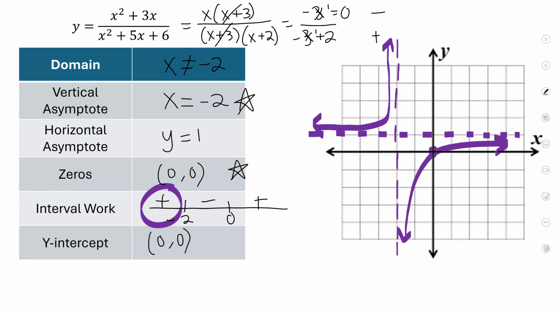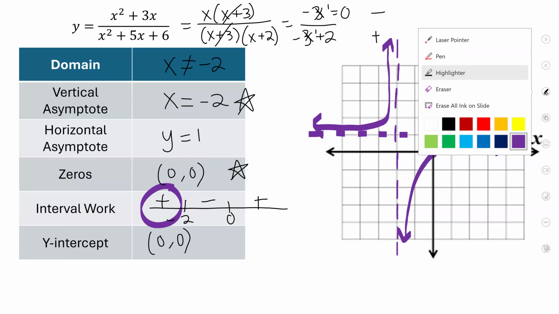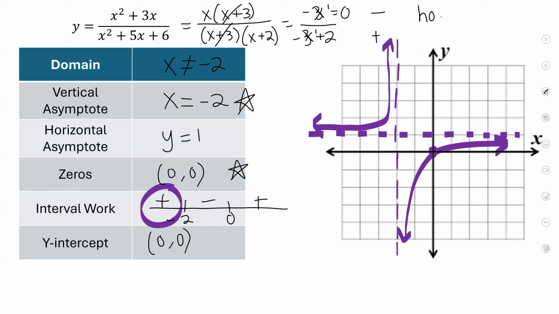Okay, now one thing I need to point out, we're going to talk about a hole. So a hole is whatever common factors canceled out in both the numerator and the denominator. You have a hole here. So there is a hole at x equals -3. So at -3, you're going to have a hole right there. So whatever cancels out, that is where your hole is.